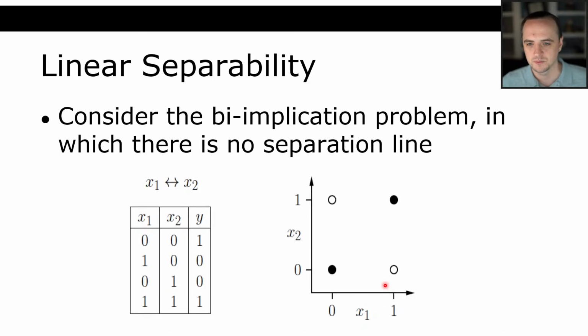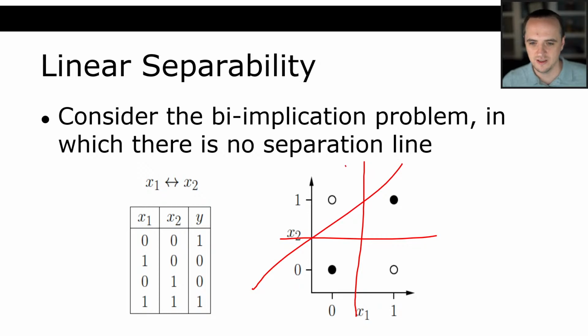However, consider a different function, which is called bi-implication or equivalence, which is 1 if the 2 inputs are the same and 0 if they're not the same. There is no separation line here. So I cannot pick a line that separates these 2 sets of data such that all of the 1s are on one side and all of the 0s are on the other side. So this function is not linearly separable.